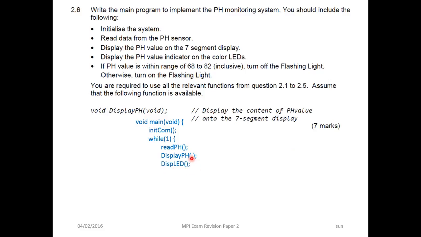The last part is to check if the pH value is between 68 to 82 inclusive. This means that the value must be greater than or equal to 68, and it must also be less than or equal to 82. If it is, turn off the flashing light.